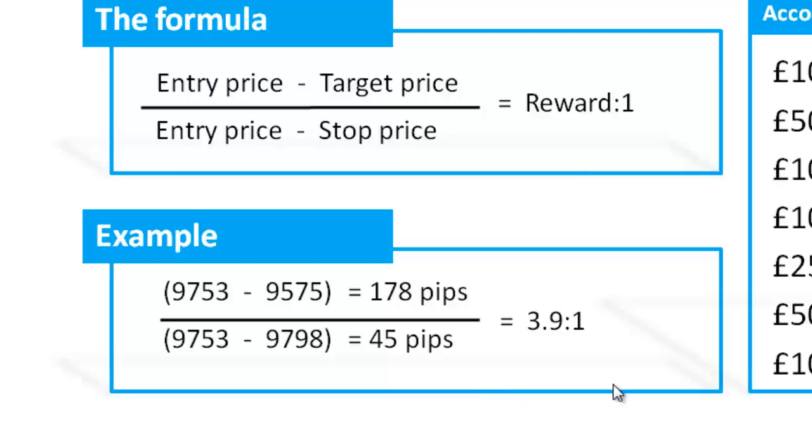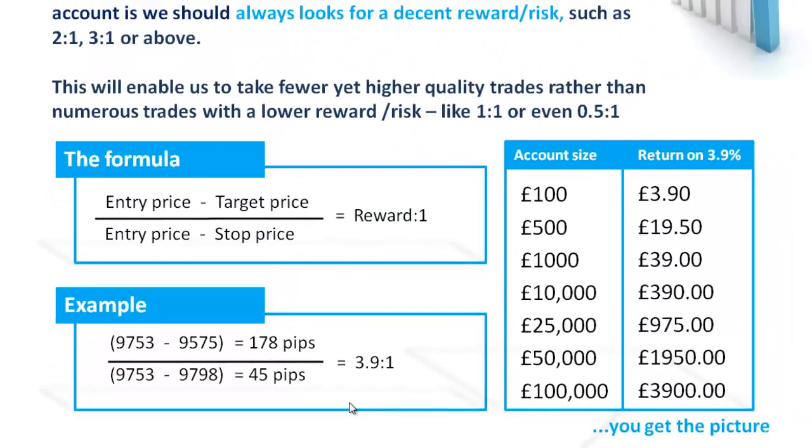So if we've got a reward to risk of 3.9 to 1, and say a £10,000 or $10,000 account, we can hope to get £390 or dollars for every 1% we risked. So for every £100 or $100 we risked, we hope to get 390, providing our trade hits target. And that's how you can work out reward to risk and your reward to risk criteria.